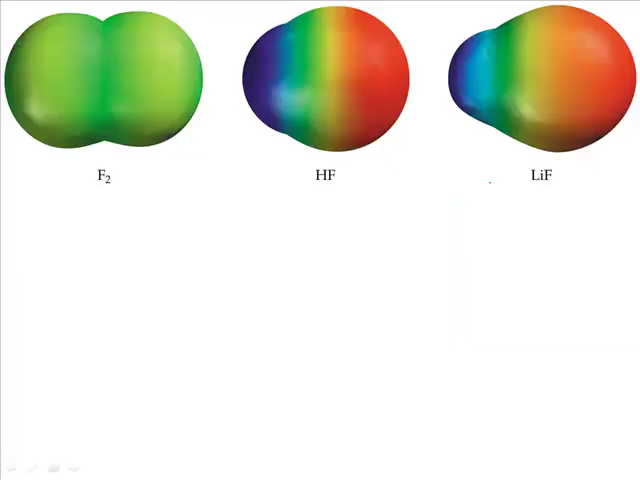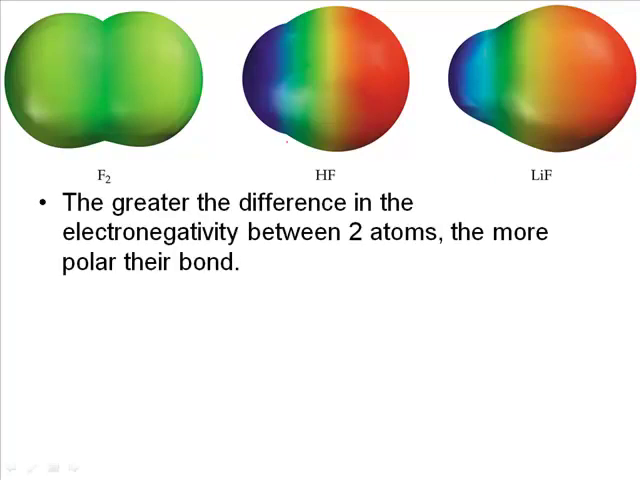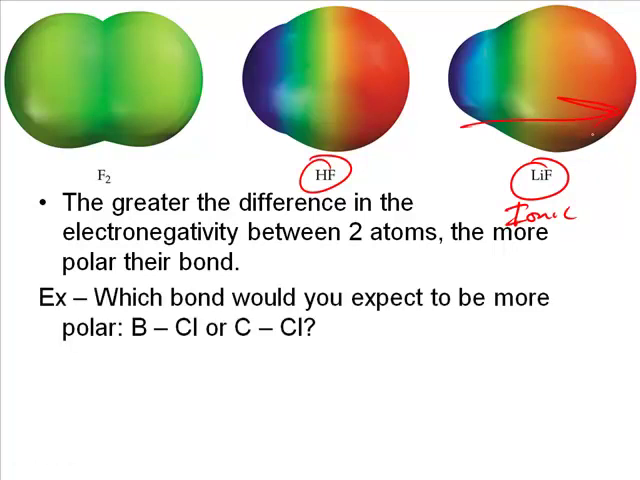So here's an example of this. Here you can see the electron density is pretty much the same for the fluorine molecule. Here in HF, though, you can see that fluorine is pulling the electrons more strongly towards its side. And then with lithium fluoride, this is the ionic one. That one is pulling the electrons even farther than HF is.